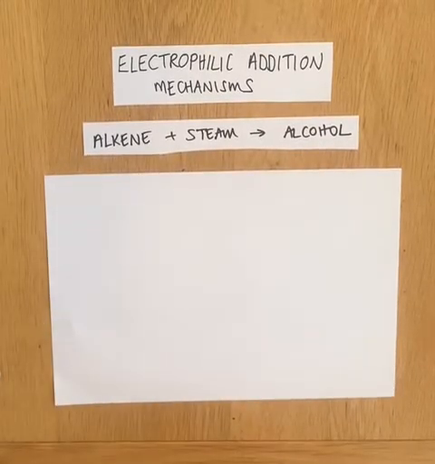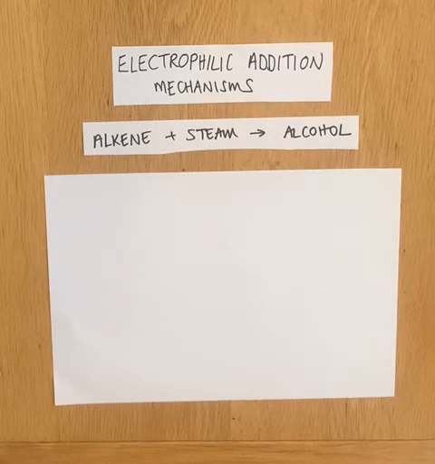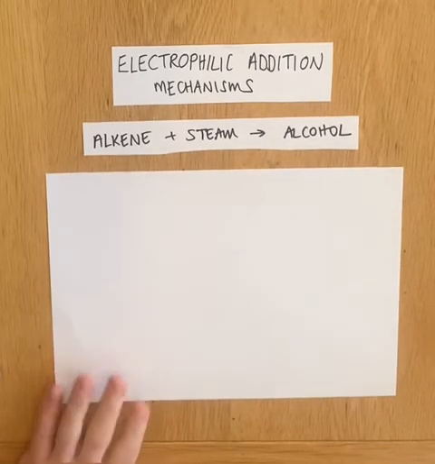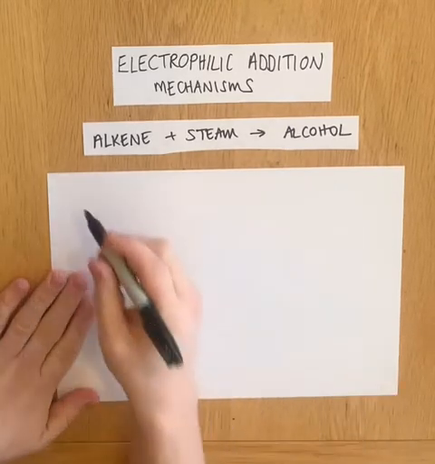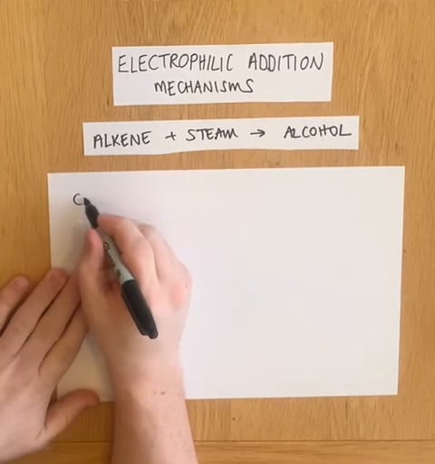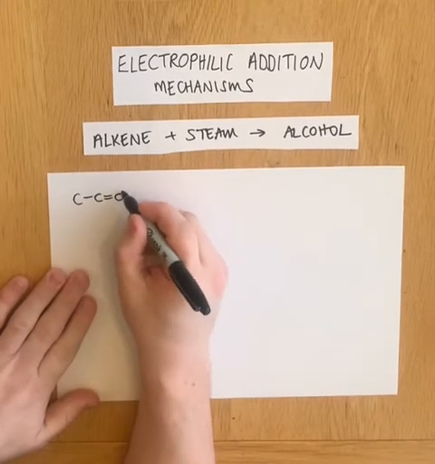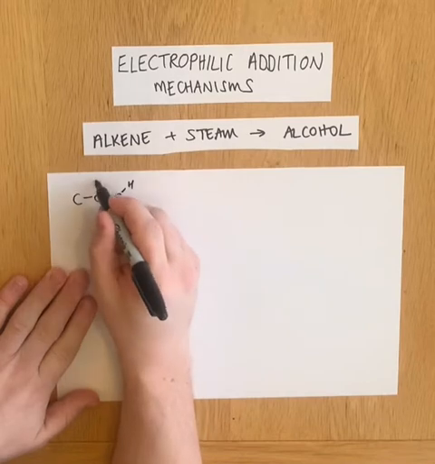This isn't specified as a mechanism or a reaction that you need to explicitly know in the organic chemistry section of AQA. However, I think it's a very important one, so you may as well watch it. I'll go for propene again, just because I like an asymmetric alkene. So propene, 3 carbons, it's asymmetric.